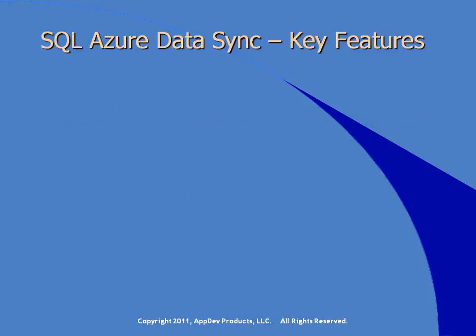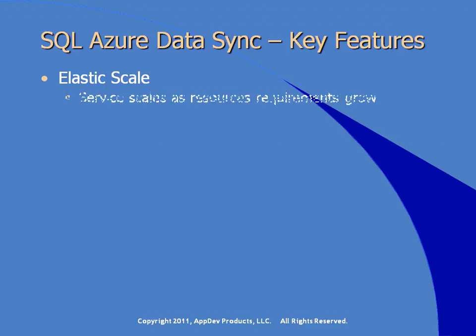One of the key features of SQL Azure is a feature called the SQL Azure Data Sync. This allows you to sync data between two SQL Azure databases or between a SQL Azure database and an on-premise database. This provides an elastic scale, meaning the service scales as resource requirements grow. As your requirements grow, you can scale this service to meet your needs. And there really is no code, so you can set this up without writing any code. It's a wizard-driven functionality.